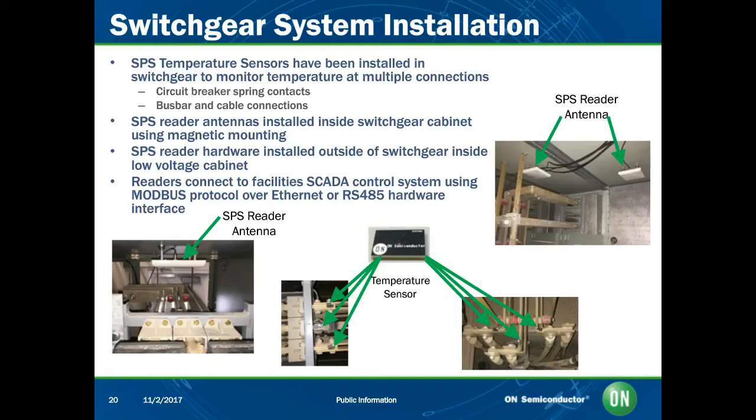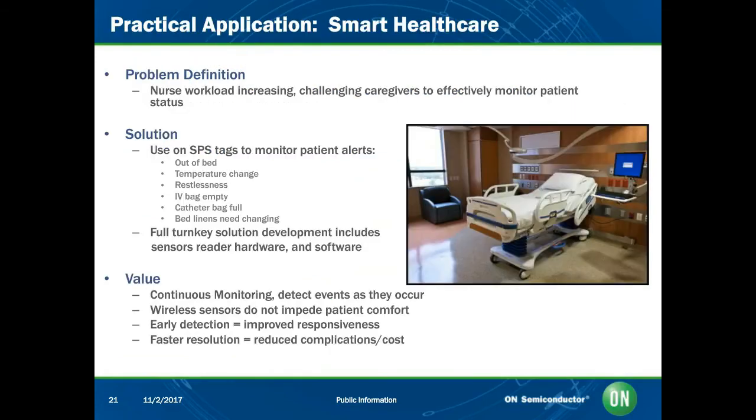So these sensors were placed on circuit breaker contacts and on cable connections to bus bars. We also installed multiple reader antennas to get coverage and read all the sensors, and dedicated readers. Since this is in an industrial facilities kind of environment, the readers connect to the existing SCADA system used as a control system in the facilities, and it sends the data over a Modbus protocol using either an Ethernet or an RS-485 hardware connection.